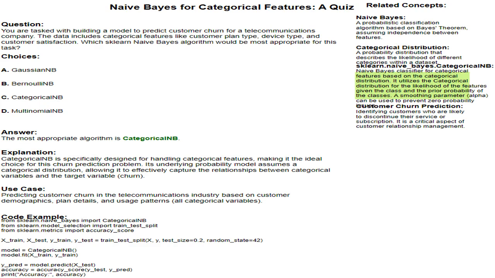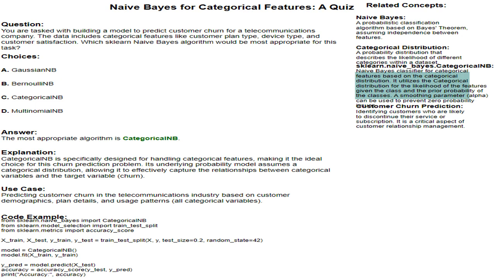sklearn.naive_bayes.CategoricalNB. Naive Bayes classifier for categorical features based on the categorical distribution. It utilizes the categorical distribution for the likelihood of the features given the class and a prior probability of the classes. A smoothing parameter alpha can be used to prevent zero probability issues.